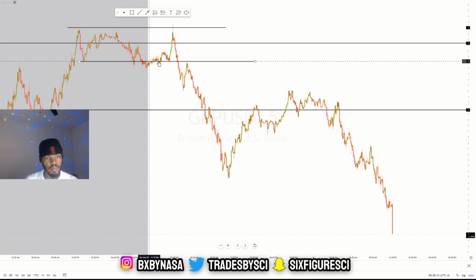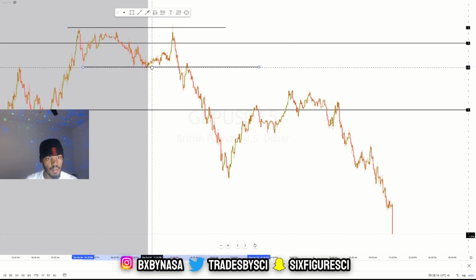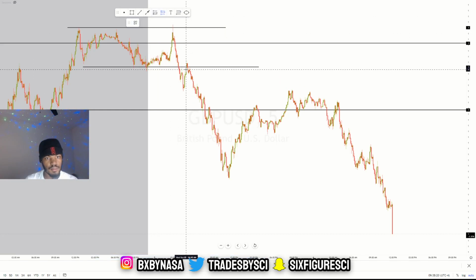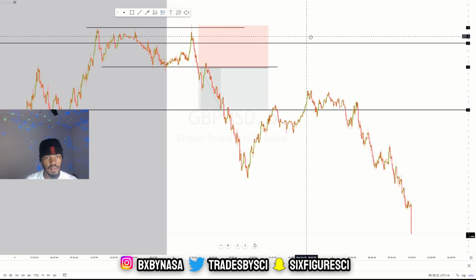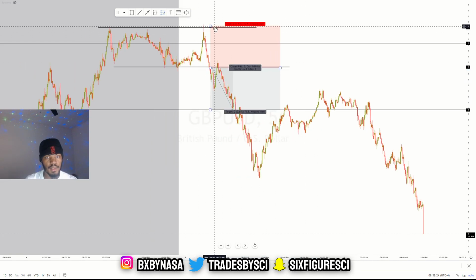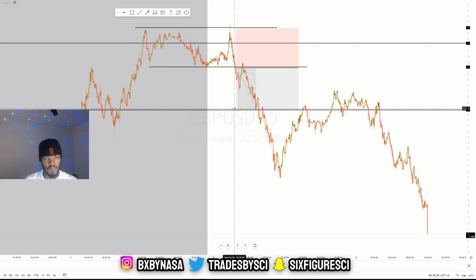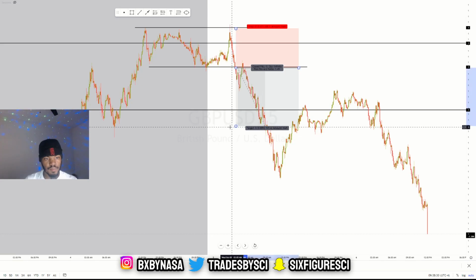So then price ends up breaking a low. You could have been taking all positions under this low. Let's just say under this low, you could have been taking all positions under here. So in this area, you could have put your stop loss above the high, and you could have been first targeting here.